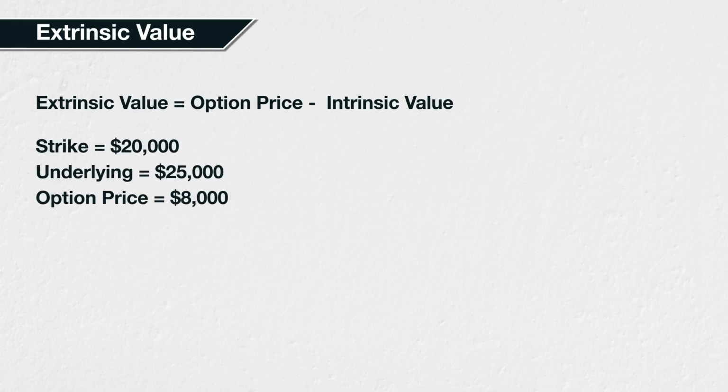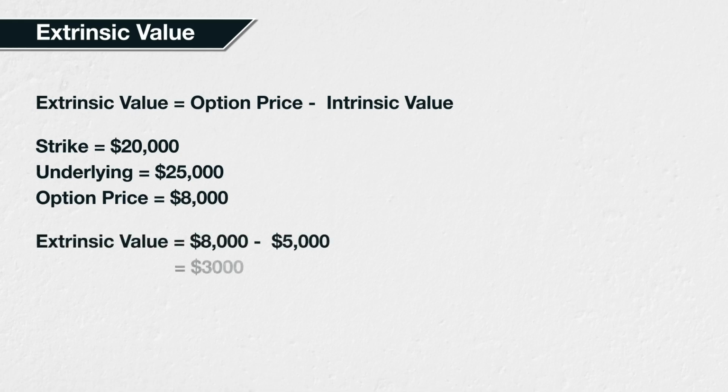We already know that the intrinsic value is currently $5,000, because the price of Bitcoin is $5,000 higher than our call option strike price, meaning the option is $5,000 in the money. To calculate the extrinsic value, we simply subtract this intrinsic value from the current option price.